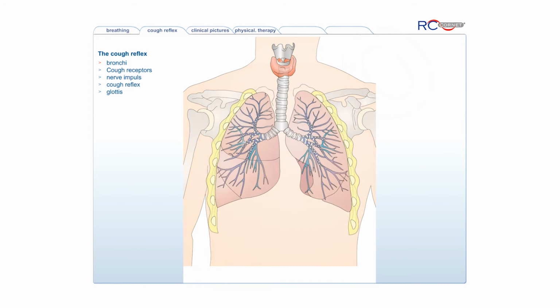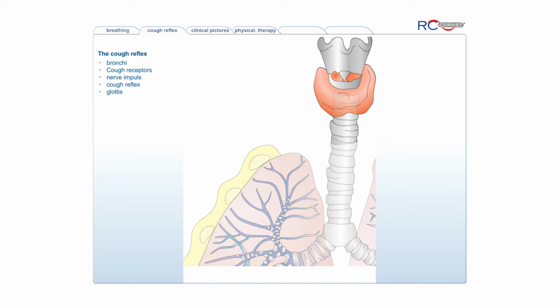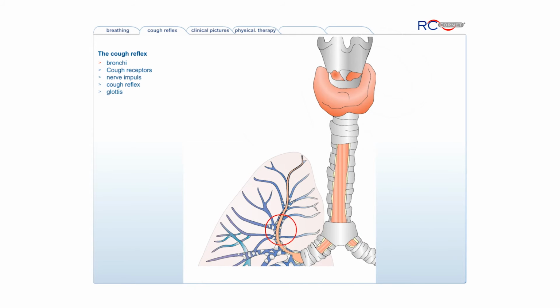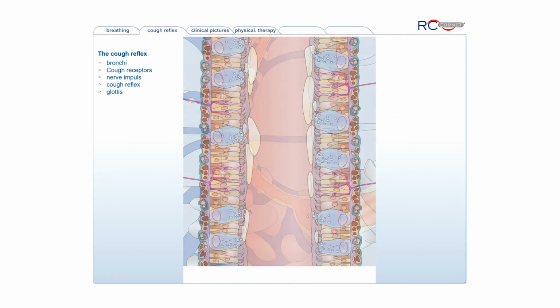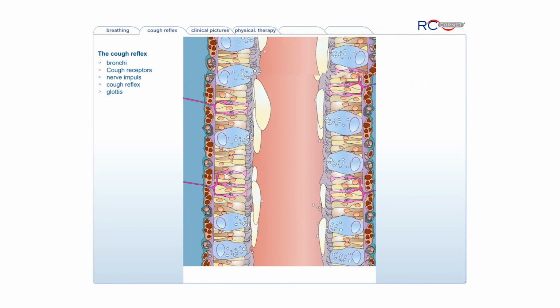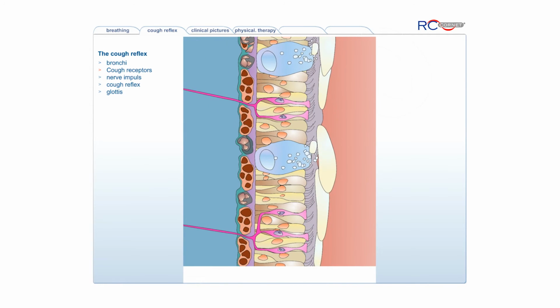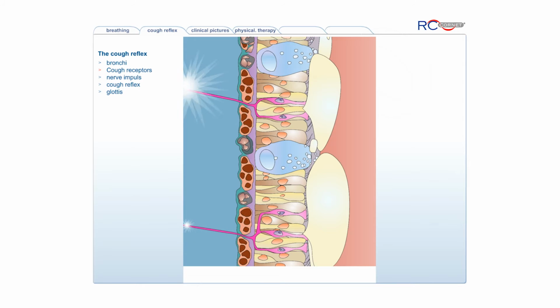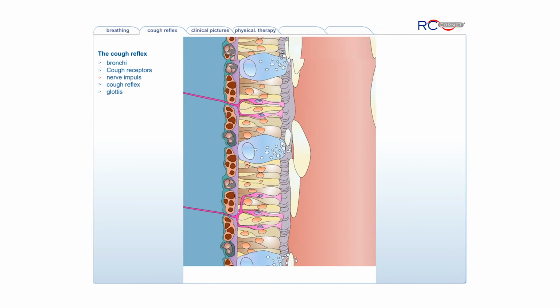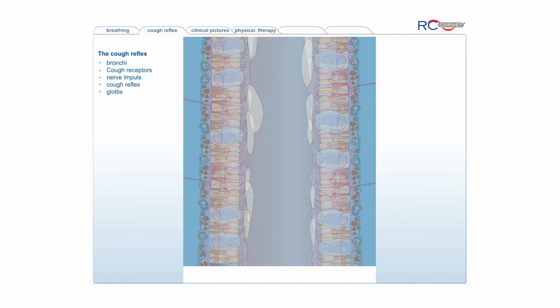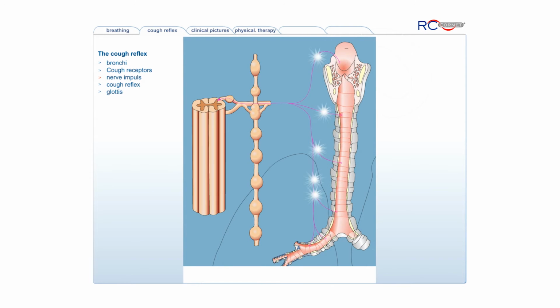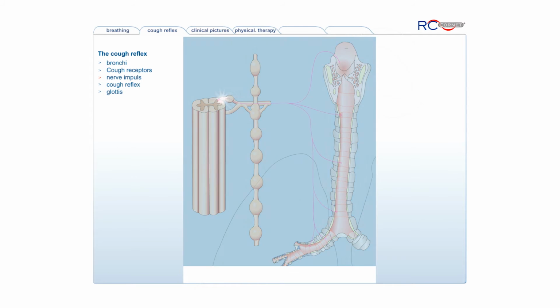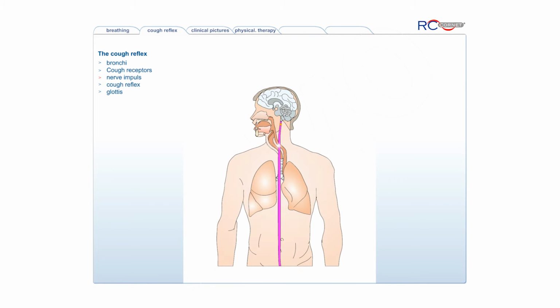Cough reflex. Along the bronchial mucosa into the smallest bronchioles, there are cough receptors located, marked in pink. These receptors are irritated by increased and thickened mucus, which is hard to transport. They send nerve impulses through the spinal cord to the brain into the cough center of the medulla oblongata. The cough center gives a pulse to the inspiratory muscles, the larynx muscles, and to the glottis.